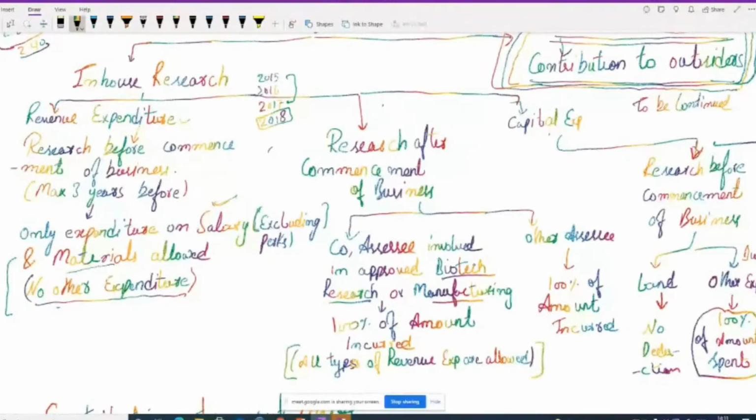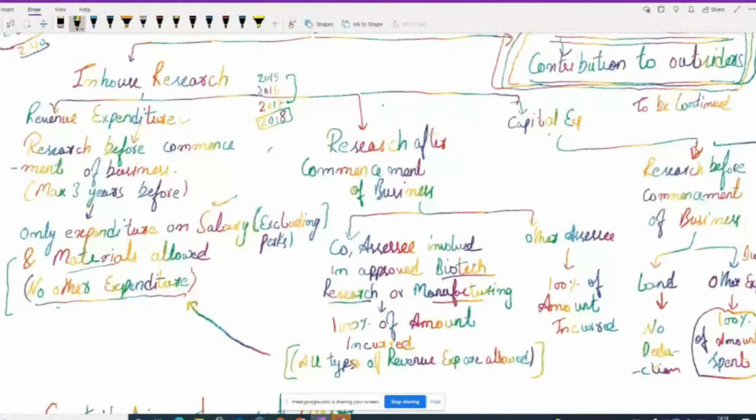Here, before commencement of business, there is a restriction that revenue expenditure is allowed only for 3 years prior to the commencement of business, and it should be related to only salary and material, and that salary and material should also be related to the staff which is engaged in the research and development program. But in the case of research after commencement of business, 100% deduction is allowed.